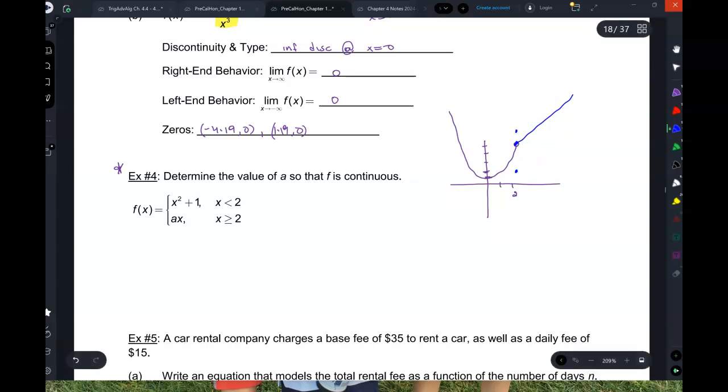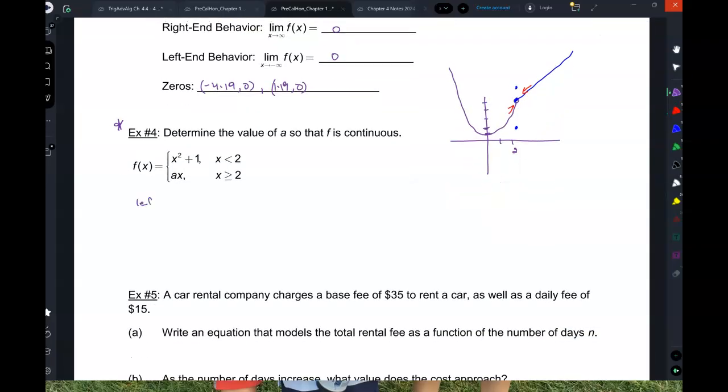So basically, I want to pick the correct a so that it's continuous. That means the limit from the left has to equal the limit from the right. So from the left, the limit of f of x as x approaches 2 from the minus side, I plug 2 in here, and I get 5.